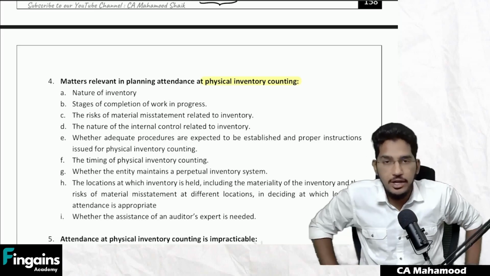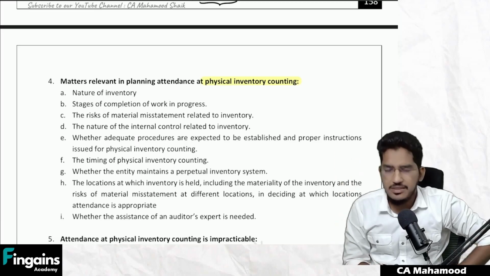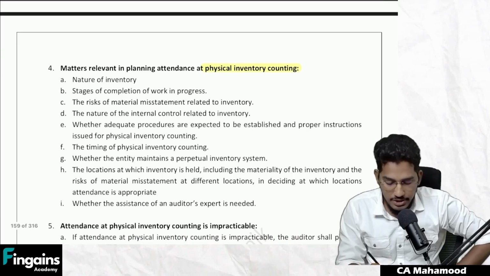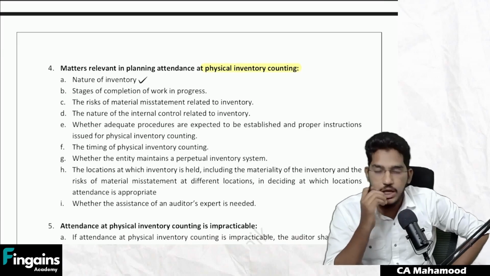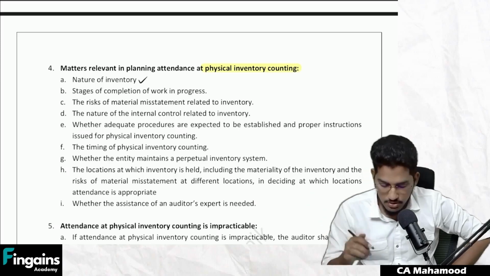That means when you go and do the inventory counting on your own, there are some points which you need to keep in mind. There are certain things which you need to pay attention to. What things I need to pay attention to? I need to pay attention to what is the nature of inventory. Whatever stock that is there with the client company, what is the nature of the stock? Is it raw material? Is it work in progress? Or is it finished goods?